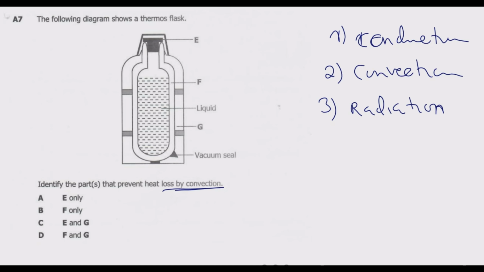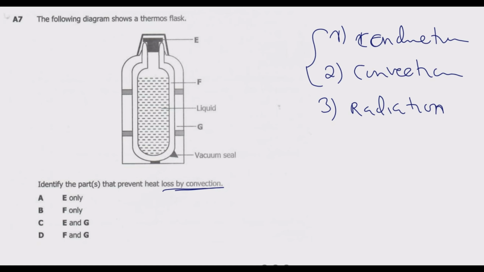Then the first two, because they need molecules, will require a medium. So conduction and convection require atoms, molecules, or ions to transfer heat energy. The last one, radiation, does not require these. So conduction and convection cannot occur in a vacuum, because in a vacuum there are no particles, so there are no atoms, molecules, or ions, so there is no medium. So the first two cannot happen in a vacuum. Radiation can occur in a vacuum.